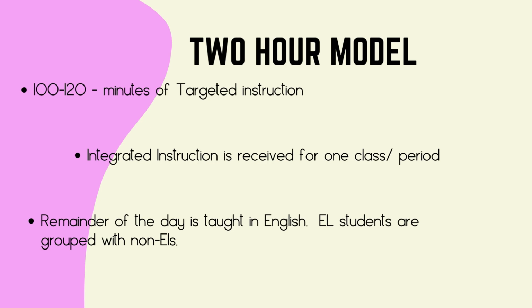In the 2-hour model, students receive 100 to 120 minutes of targeted instruction. Targeted instruction is made up of the students in the same grade level as well as English proficiency level. Students will also receive one class or period of integrated instruction. In the 2-hour model, it is made up of English language learners and non-English language learners. The rest of the academic day, the students spend in classes taught in English. These classes are with both English learners and non-English learners.